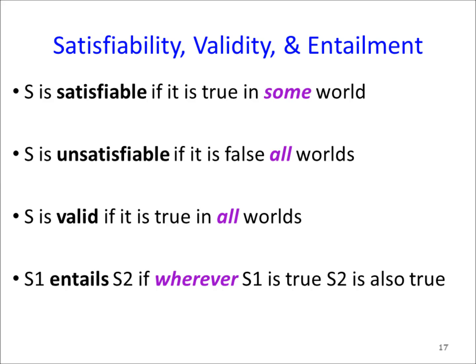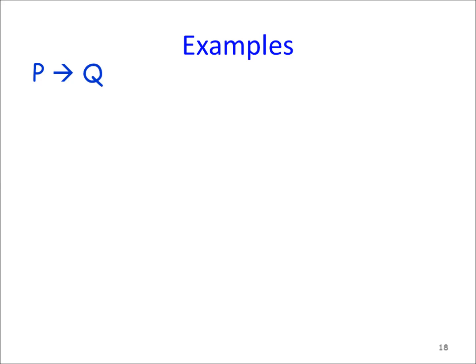Alright. Is this satisfiable? Yes. Anybody believes it is not satisfiable? Anybody confused about it? It is satisfiable. For example, P can be true and Q can be true, and that's a possible world for it. Is this satisfiable? No. Is it unsatisfiable? Yes. If it is not satisfiable, then it is unsatisfiable.